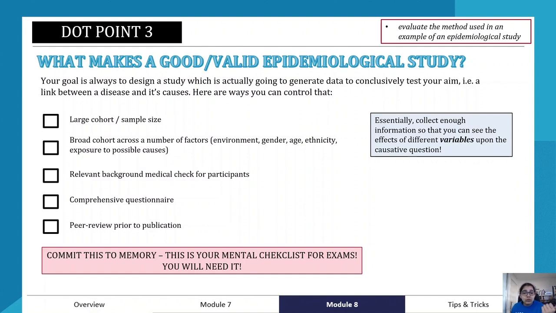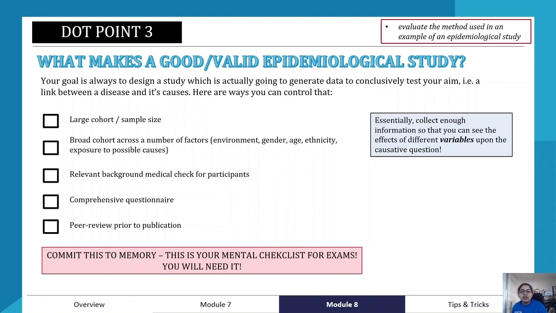Relevant background and medical check of participants is important. Is there a comprehensive questionnaire which is asking participants their views, how they're feeling, for example, after a certain medicine or something, and peer review prior to publication. So this is a mental checklist, and this is essentially what makes a good study.